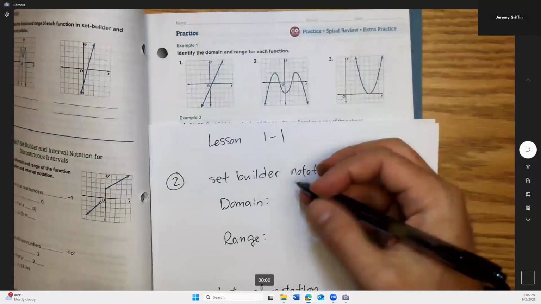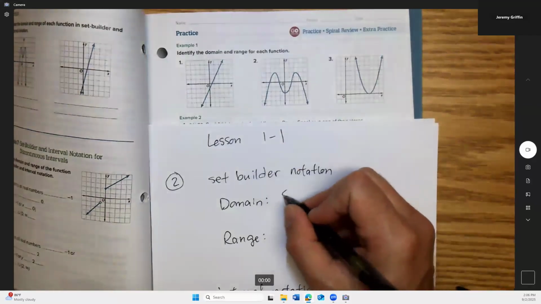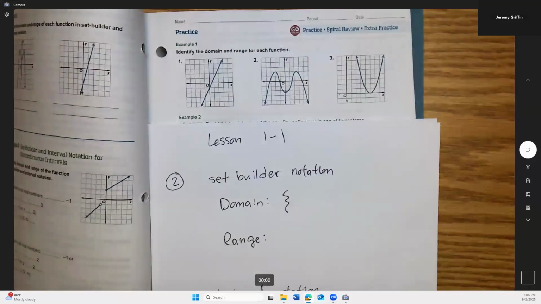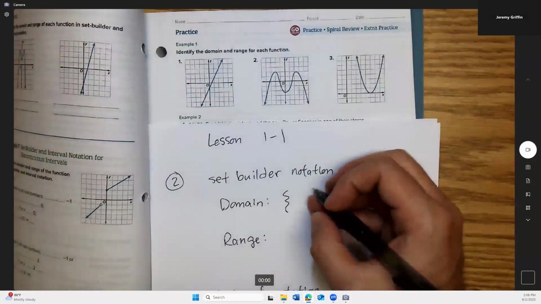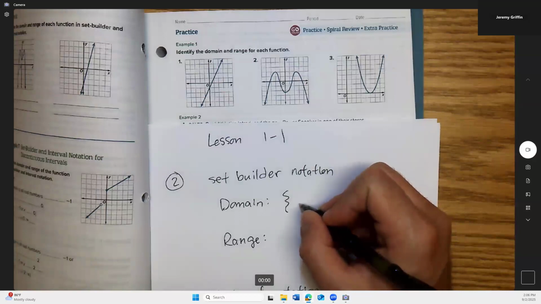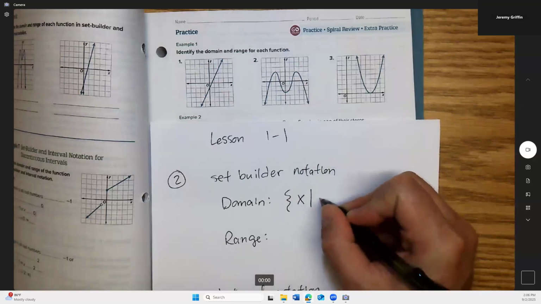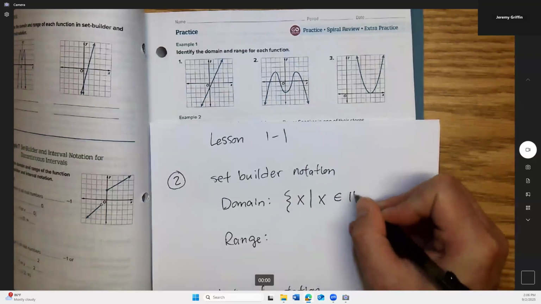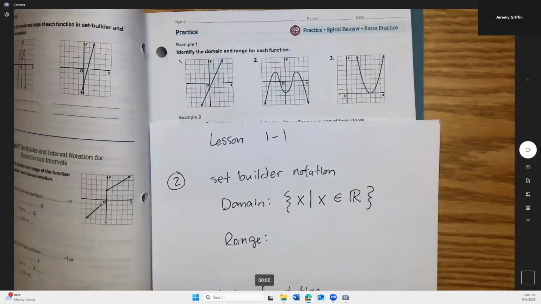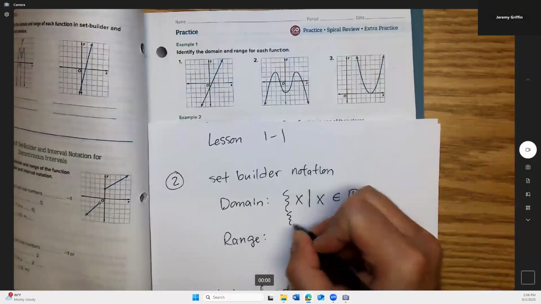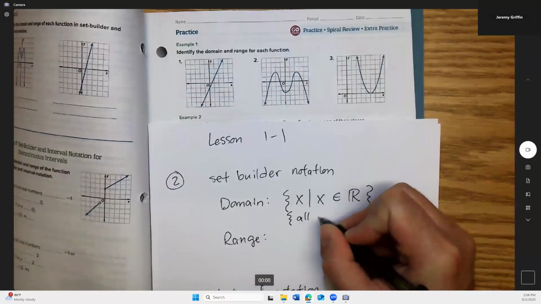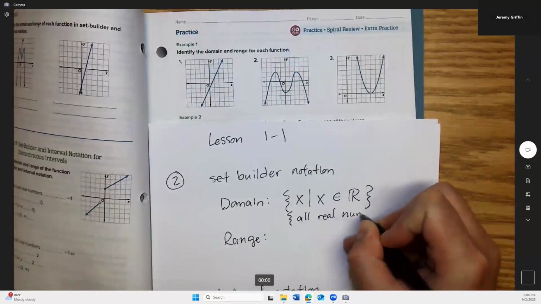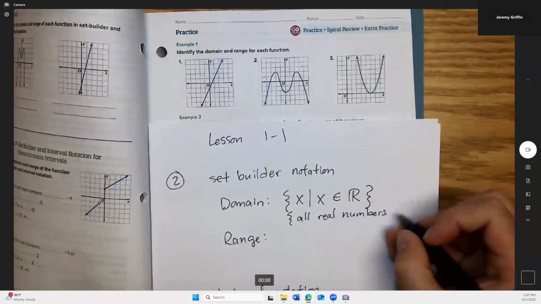Yeah, all real numbers. Okay. So using set builder notation, I'll go curly bracket. Actually, you know what? You can write x such that x is an element of all real numbers. Now it's kind of a fancy-looking notation. Looks like a lot. Or you could just write out all real numbers. That'd be okay too. So you could write in curly brackets all real numbers. That'd be right too.